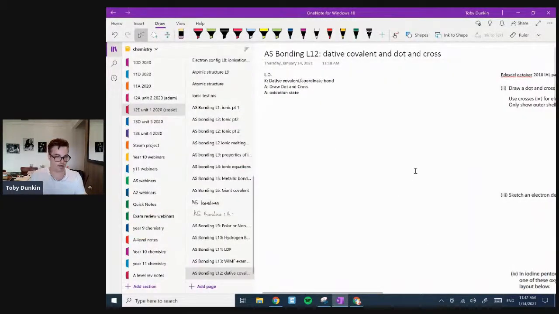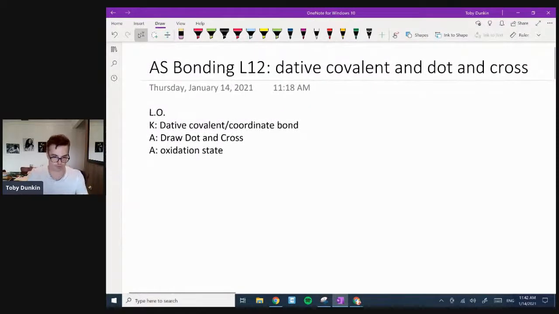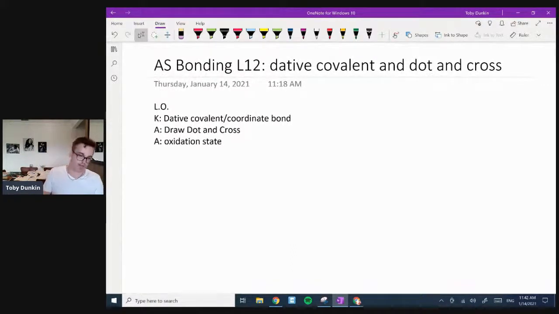We're done. Okay, so we're on to dative covalent bonding and dot and cross. Three learning objectives today, folks. Know dative covalent and coordinate bonds and be able to spot them in reality. Number 2, be able to draw dot and cross diagrams and be able to do oxidation states.